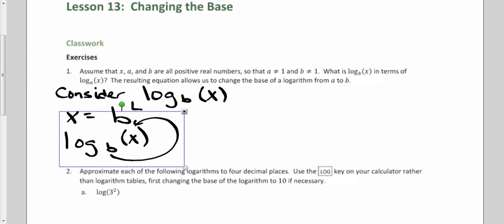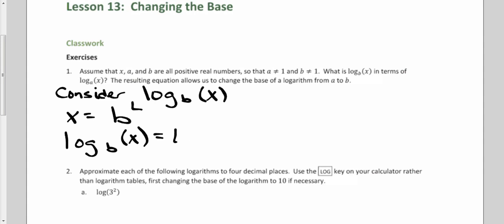All right, let me erase this the right way. I know X equals B to the L power. So B to what power equals B to the L power? That is obviously L. So log base B of X equals L.